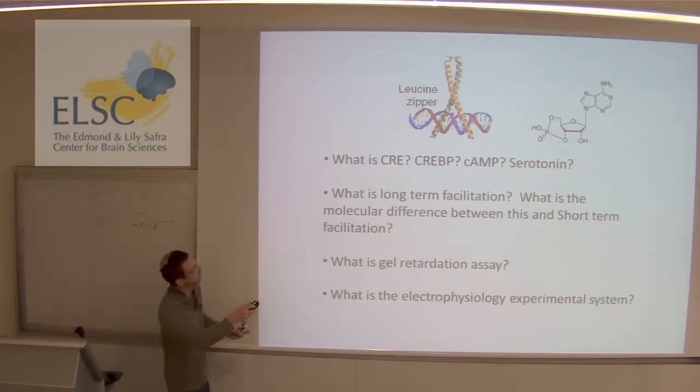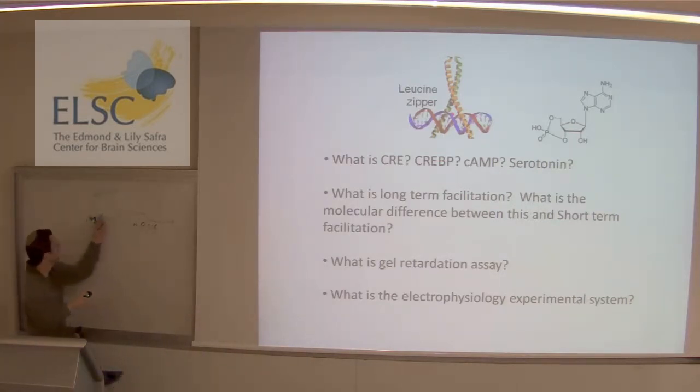One more thing about the CRE-BP is that it has the motif that we've learned in the protein structure and function chapter. It has a leucine zipper, which is the binding domain, the structural domain that allows it to stably interact with the CRE sequence on the DNA.